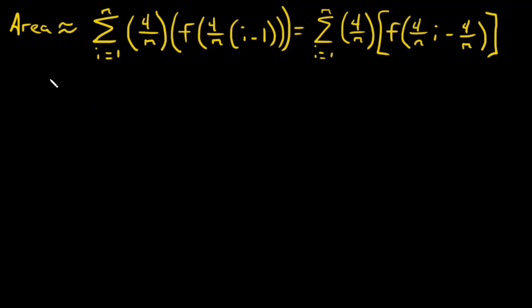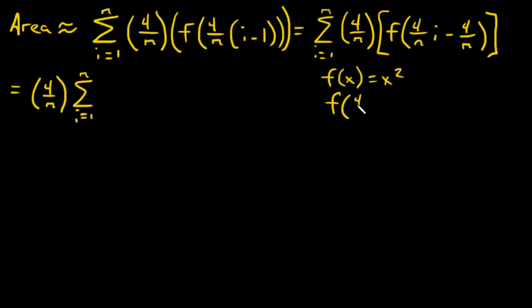So I'm going to have the summation I from 1 to n. Actually, do you mind if I move that 4 over n out? That's going to bug me just sitting there like that. So 4 over n summation I from 1 to n of, well, what does this become? Let's do some scratch work right over here. My function is x squared, right? f of x is x squared. So what does f of 4 over n I minus 4 over n become? Well, it becomes 4 over n I minus 4 over n squared.